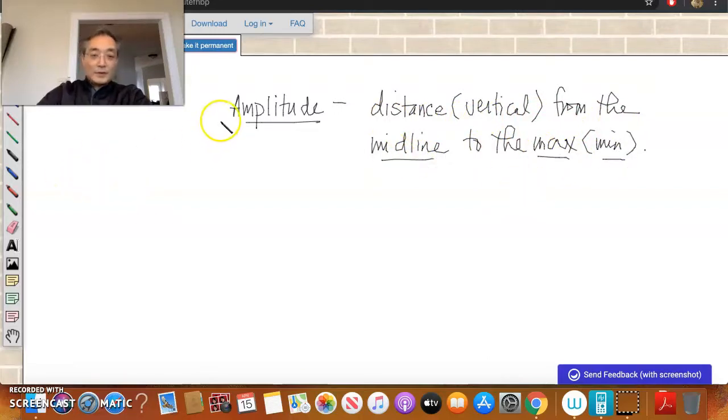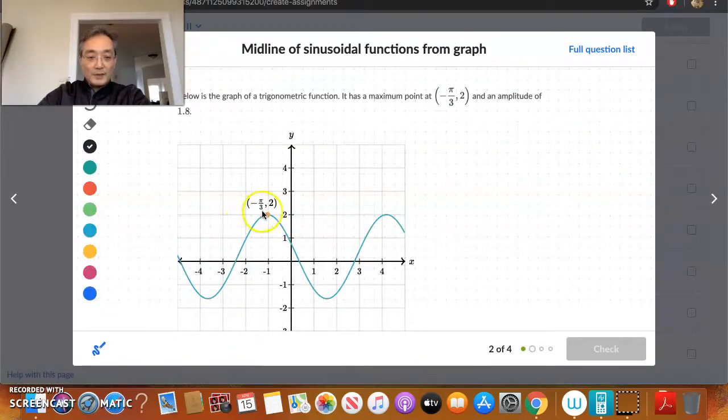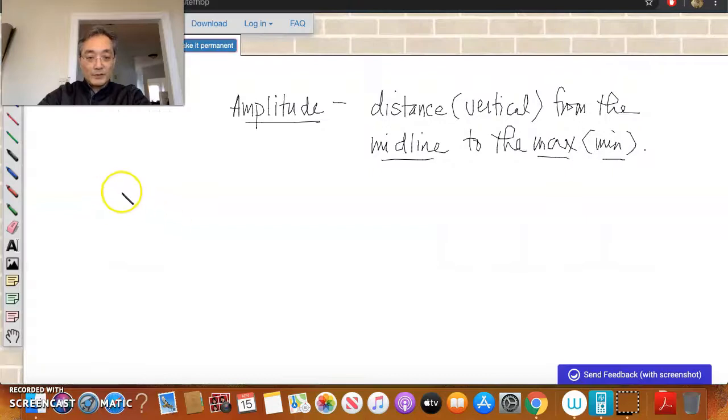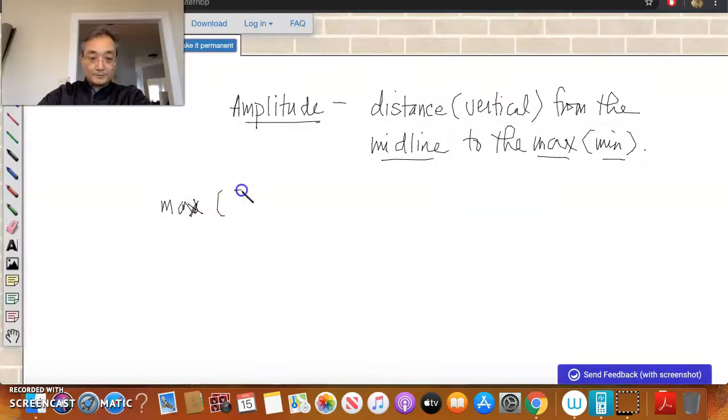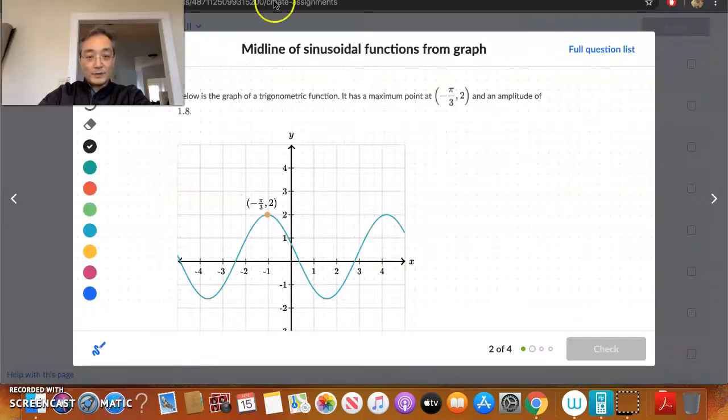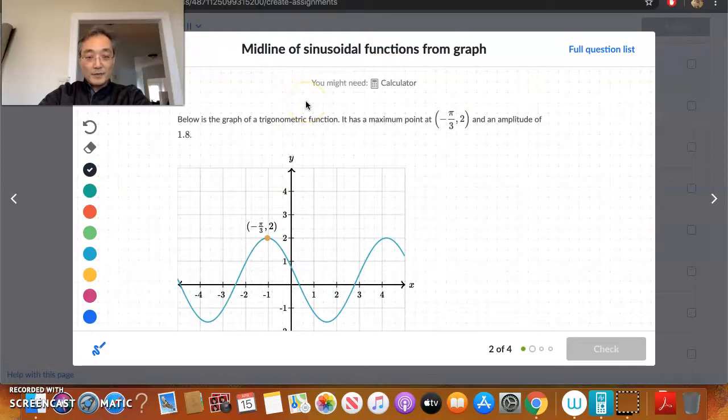All right, so let's see what information they give us in this problem. Here they give us the max point, which is at negative pi over 3, 2. So the max is at negative pi over 3, 2. And what else do they give us? They tell us the amplitude is 1.8.